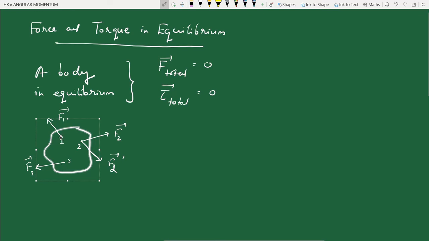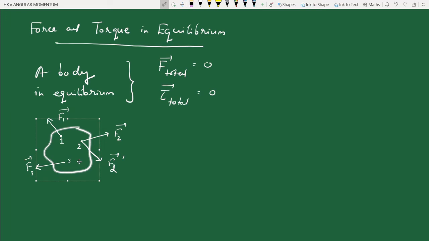If we choose point 1 as the origin, the torque due to F1 will be 0, but torque due to F2, F2 prime and F3 will be non-zero, which we have to calculate. Similarly, if we choose point 3 as the origin, torque due to F3 will be 0, but we have to calculate torque due to F1, F2 and F2 prime. Now suppose we choose some other point other than these 3 points, then what is the situation? We will have to calculate torque due to all these 4 forces, F1, F2, F2 prime and F3.